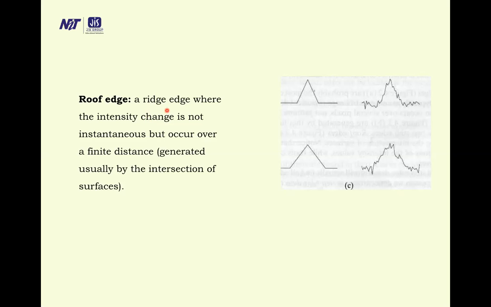Roof edge: a ridge edge where the intensity change is not instantaneous but occurs over a finite distance, generated usually by the intersection of surfaces. So it is a roof edge, with a very sharp change over there, then a quite flat change, and this is the noisy output.